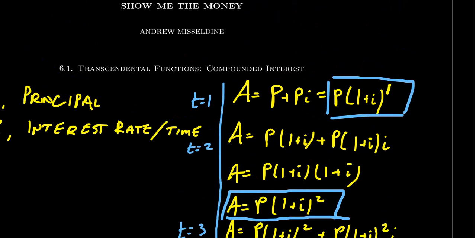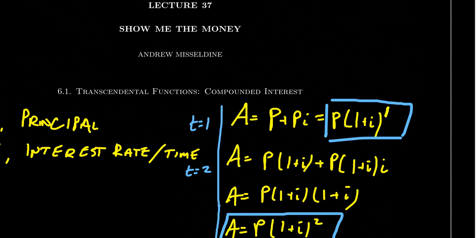I do want to add one more to our list. What about T equals 0? What about the start of the experiment? At the start of the experiment, we should only have the principal. We've made no interest yet. But that actually agrees with our formula.